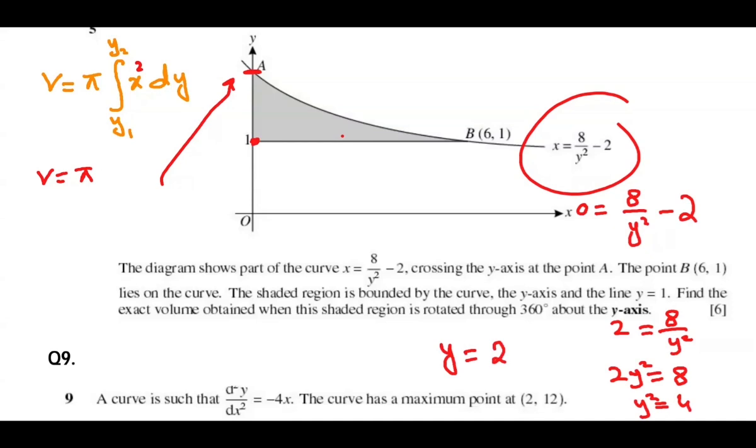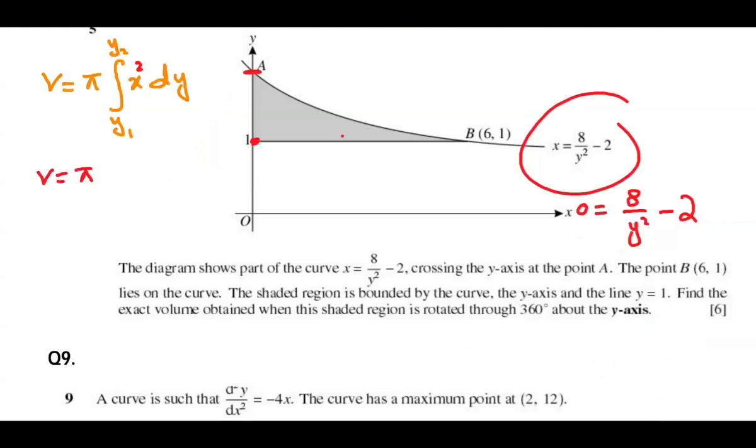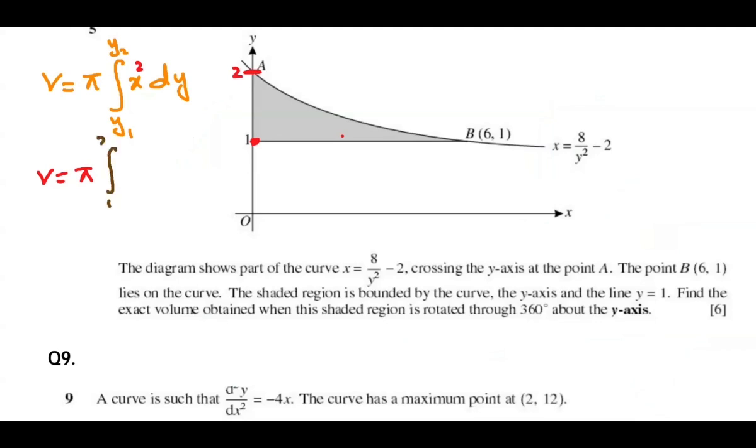So Saad, did you get how I found the other limit? Oh yes, you just placed x as 0, so that gave the y intercept. Yes, good. So the other limit is 2. So now we can integrate from 1 to 2. These are the limits. x square, here is x. The square of x means 8 over y square minus 2, whole square.